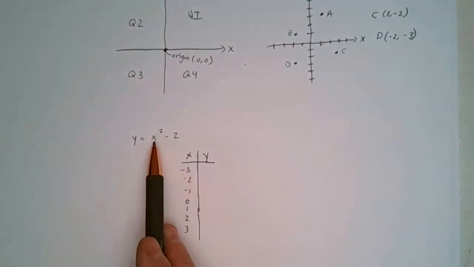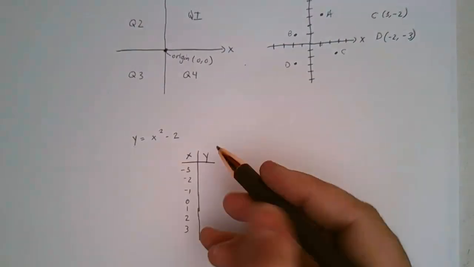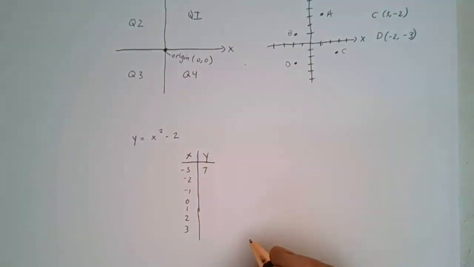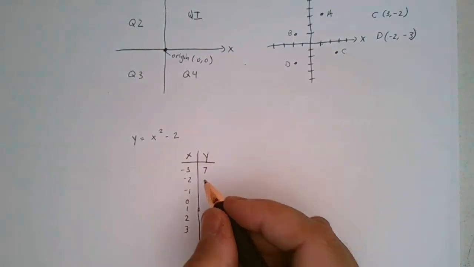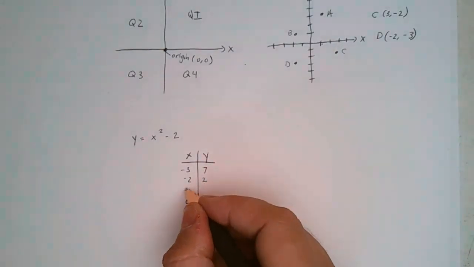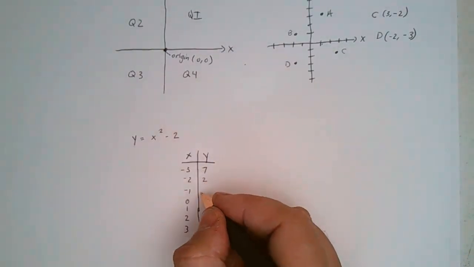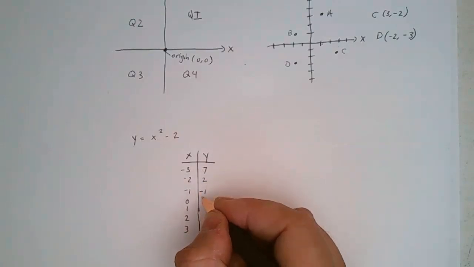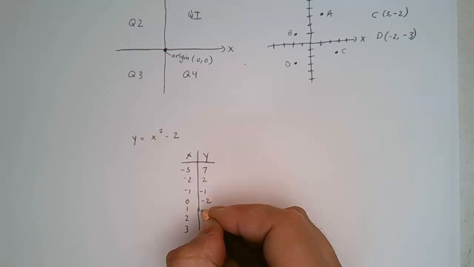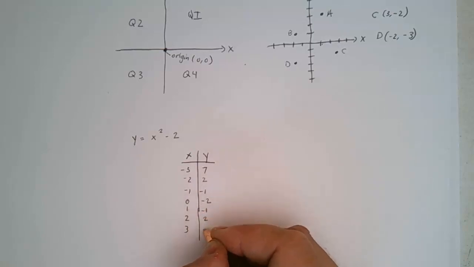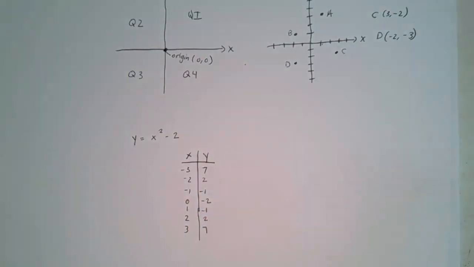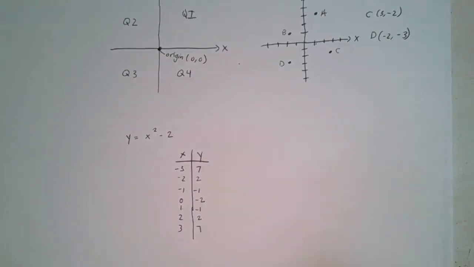So negative 3 squared is 9. 9 minus 2 is 7. Negative 2 squared is 4. 4 minus 2 is 2. Negative 1 squared is 1. 1 minus 2, negative 1. This one's 0, so that's easy. 1 squared, we get negative 1 again. We get 2, and we get 7. Now we can actually plot, that's a point, that's a point, that's a point, that's a point.